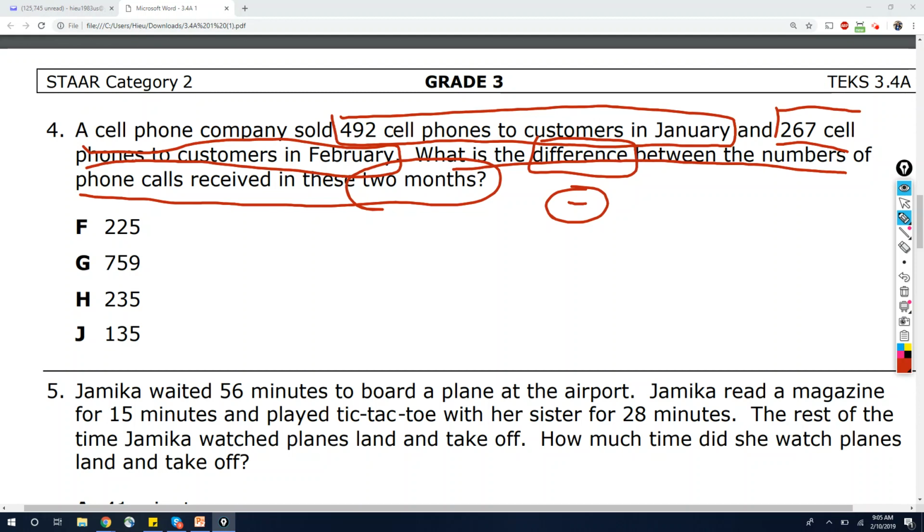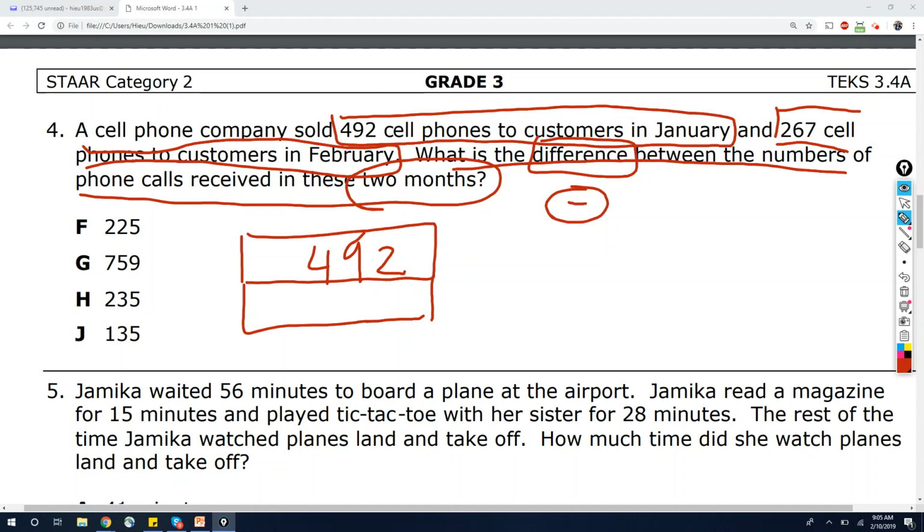Okay, and we can draw a picture to clearly see what happened. All right, so we have 2 months. I'm going to draw 2 months. So the first month is 492 because they already gave you. So this is in January. Okay, now talk to yourself. The second month is February. It's 267. Is that more than 492 or less? That's right, that's less. So I think 267 is somewhere around here. So this is in February. Okay, so that's my picture.